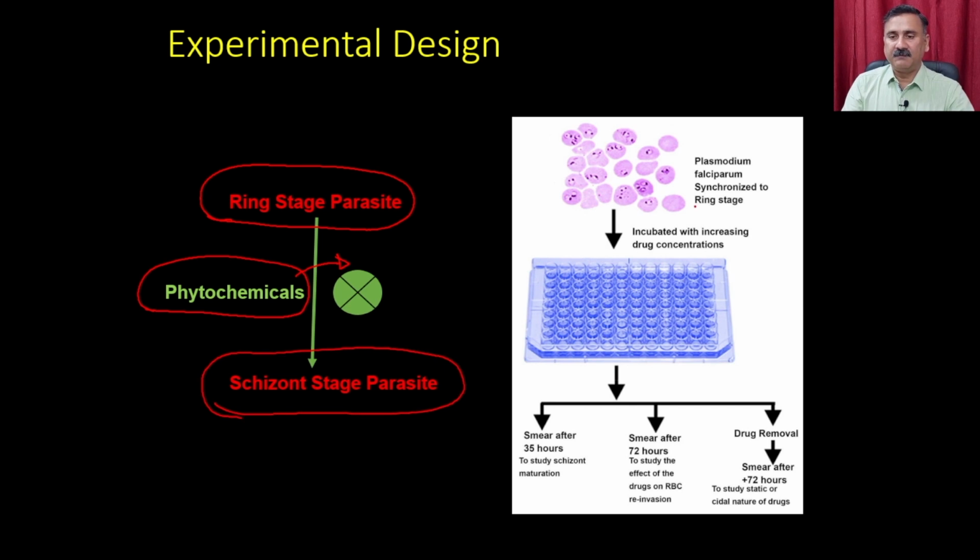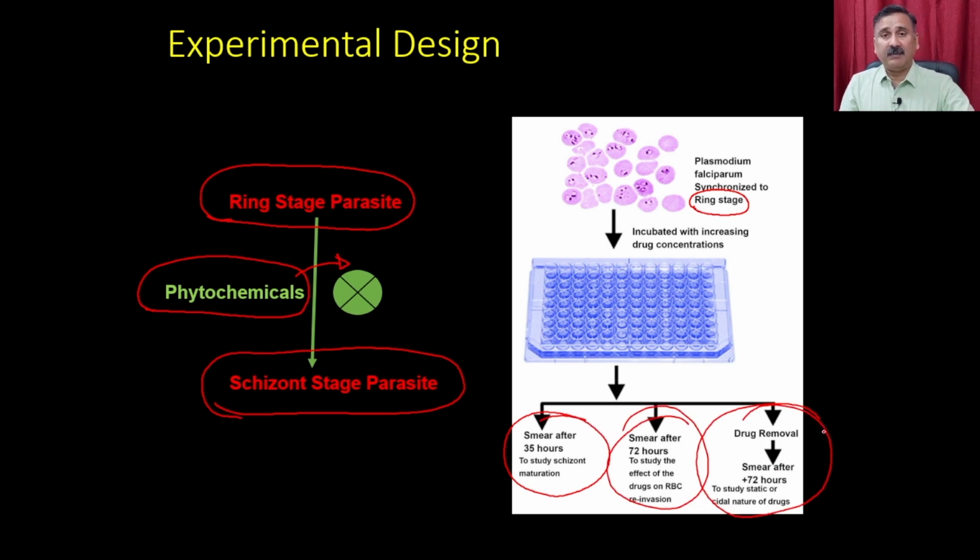You have to first prepare the ring stage parasite. You are going to incubate these parasites with different concentrations of the inhibitors, and then make the smear at 35 hours, 72 hours, and after removal of the drug as well, to see whether the drug is killing the parasite or not. And then you are going to ask what the number of parasites present is, and what different types of parasites are present.